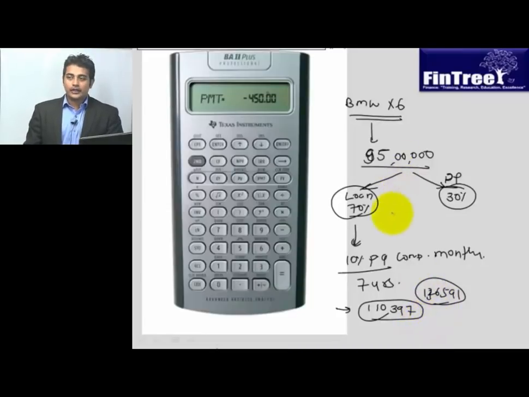Okay. Let's do this together. What's the logic now? I'm going to make down payment of 30% of this amount. So what would be the amount of loan? 70% of 95 lakhs. And if I am taking that loan today, is it present value or future value? It has to be a future value, right? Present value. Okay, so it is your present value.